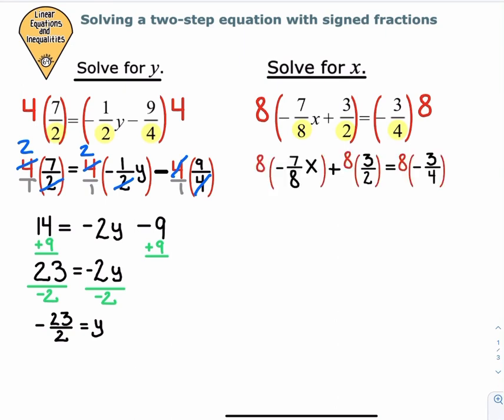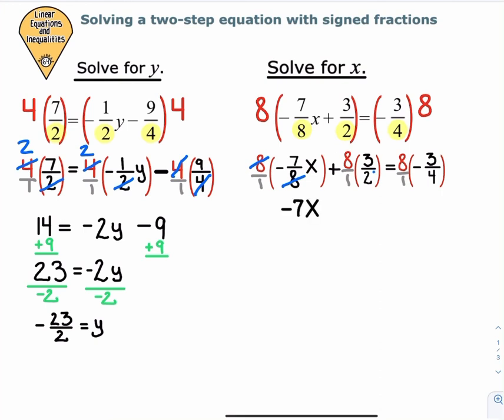Next, you may want to put the 8's over 1 to make it easier to see what should be canceled. Here I'm simply putting the 8's over 1, multiplying, those 8's cancel, leaving me with negative 7x.